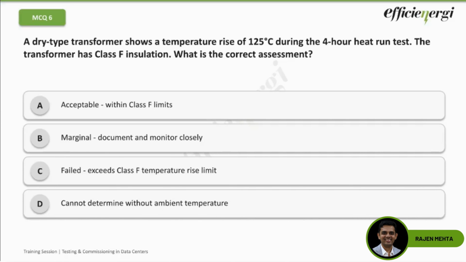Accept everything within class limits, okay. So temperature rise is 125 degrees. The transformer has class F insulation. What is the correct assessment?